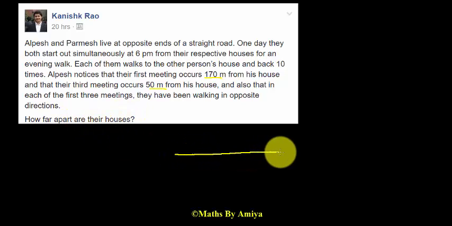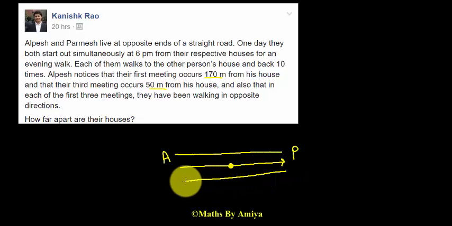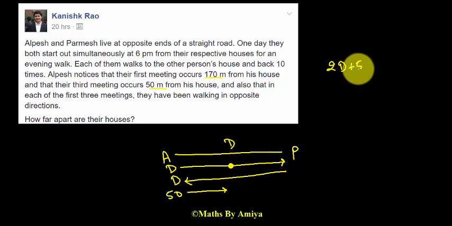Again, the first step is to make a diagram of Alpesh and Parmesh. The first meeting of Alpesh in the first round, so the point is P. Second meeting of Alpesh in the second round, and third meeting happens in the third round. Take the distance between these two houses as D. So the distance traveled is D, and in the third round this distance is 50 meters. So by the diagram this is nothing but 2D plus 50.